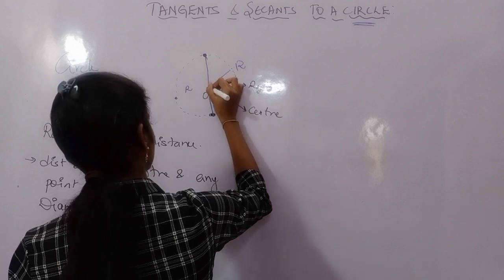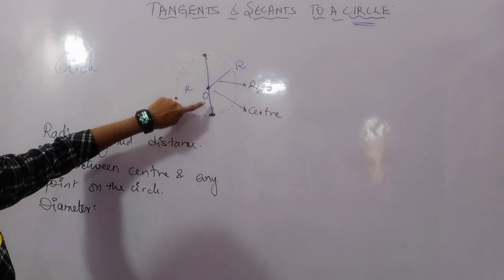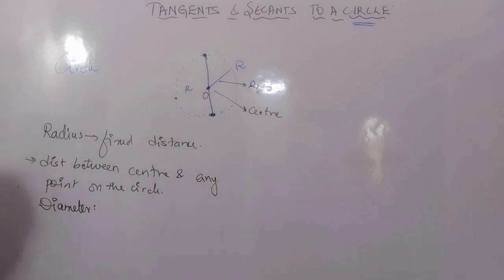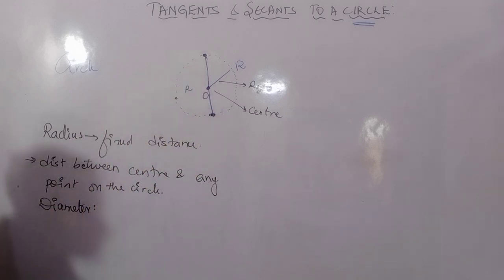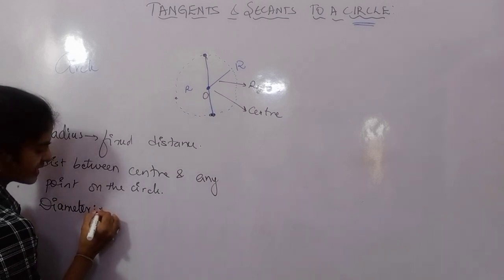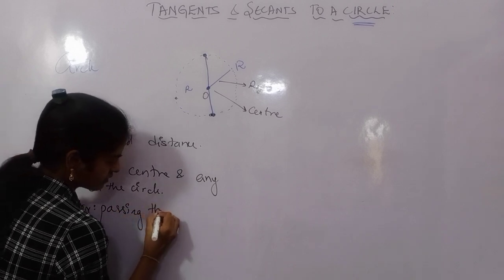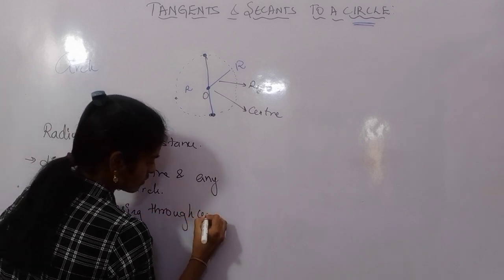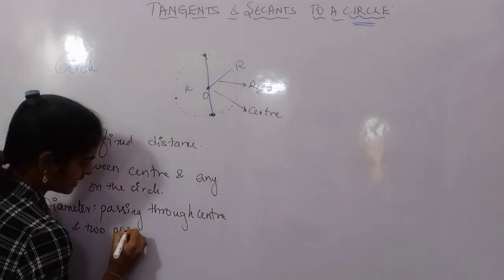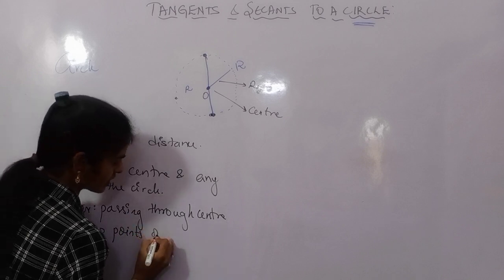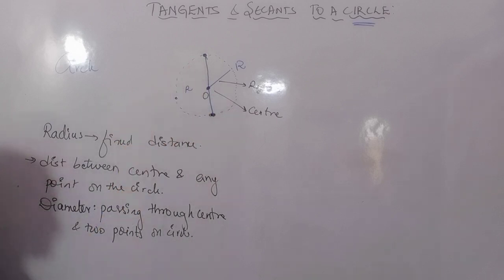So we are touching two points on the circle and it is passing through the center. Such a line segment is called a diameter. It is a line segment which passes through the center and touches two points on the circle. Joining two points on a circle and passing through the center, that is called a diameter.